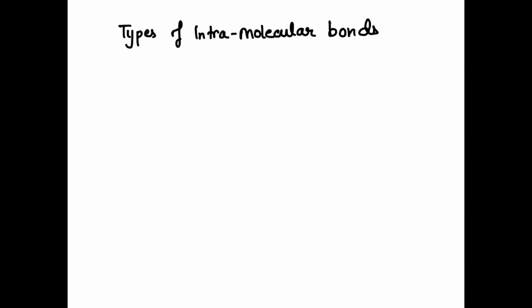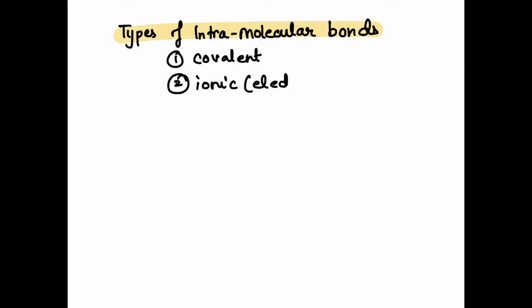Today, we'll be learning about the types of intramolecular bonds, that is, the bonds within the molecules, that is, the bonds between the atoms. So, we will be learning mainly about these two, that is, covalent bonding and ionic bonding, or it is also known as electrovalent bonding. And these names themselves suggest a lot of things.